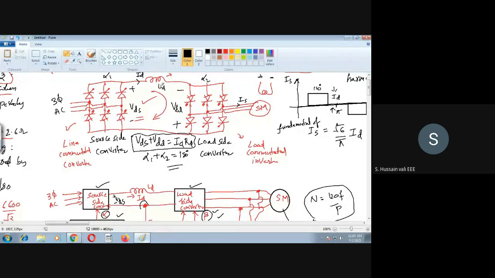See, why did I not include LD here? The reason is that we already know the purpose of LD is to maintain the current constant. If the current is constant, then L dID by dt is 0, because the inductor voltage drop is 0. So only resistance is left, and that resistance I put here. Actually it will be IDRD plus L dID by dt, but L dID by dt is equal to 0 because ID is constant. So we got this equation: VDS plus VDL is equal to IDRD. Okay, then what's next now?